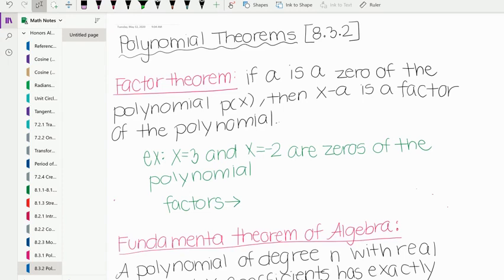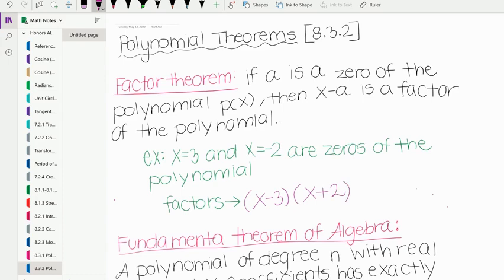So if we have a, and we know that that's a zero of the polynomial p of x, then that automatically means x minus a is a factor, and this is according to the factor theorem. So for example, if we know that x equals 3 and x equals -2 are zeros of the polynomial, then we can safely say that the factors are x minus 3 and x plus 2.